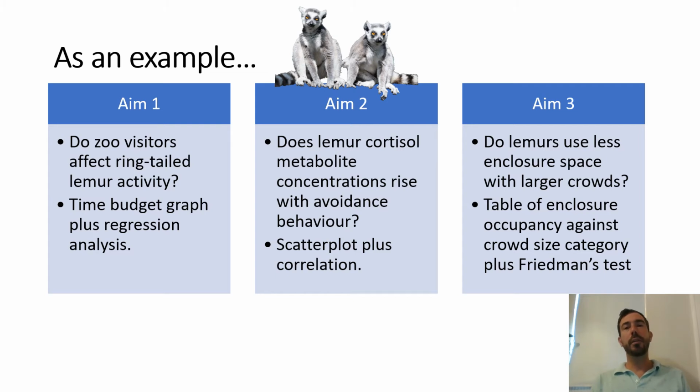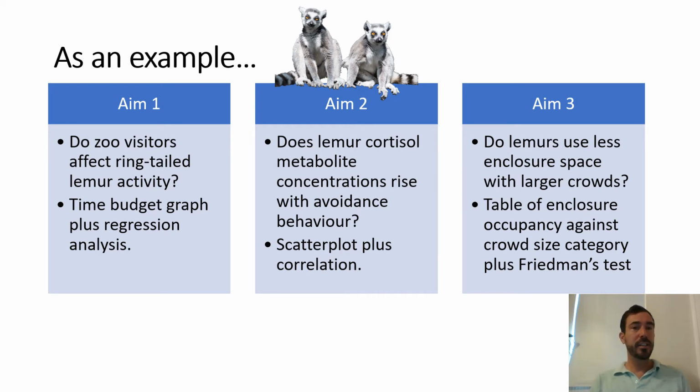So they wondered whether or not the lemurs changed the amount of enclosure usage, the space that they were occupying, with different levels of visitation, high, medium and low. So here in the results section, to meet this aim, there could be a table of the amount of time the lemurs spent in each area of their enclosure, close to the public, far away from the public, for example. And these different amounts of time and enclosure zone with visitor category could be analysed using a Friedman's test. So this example shows you an inferential and a descriptive piece of analysis for each aim.